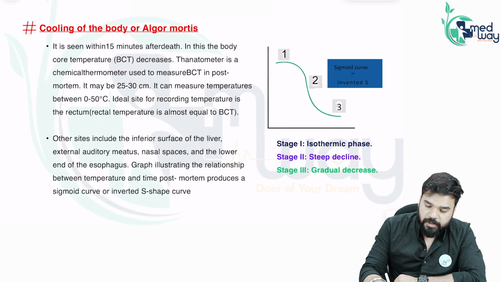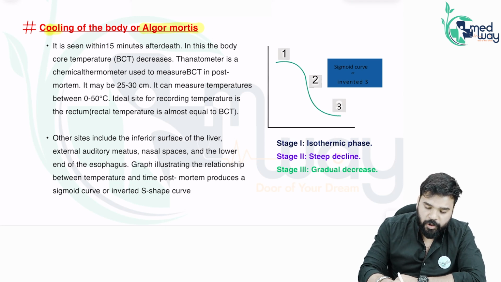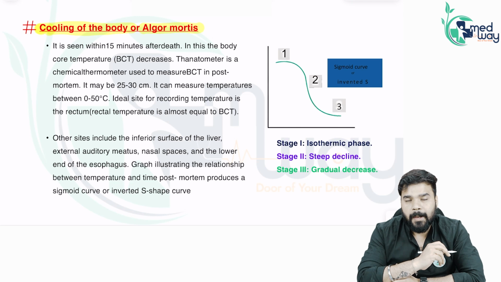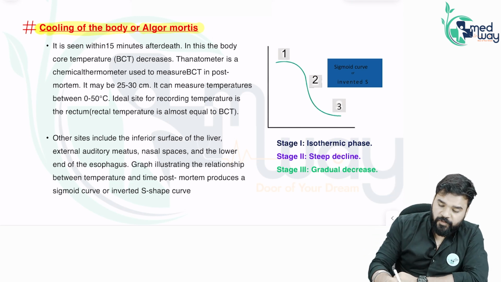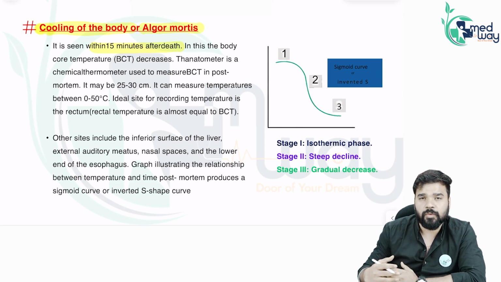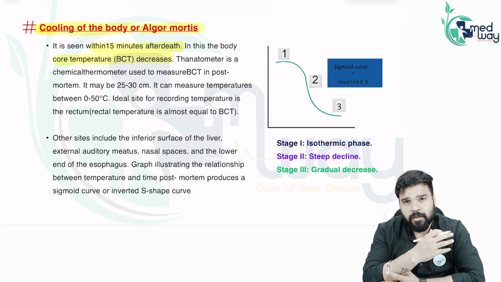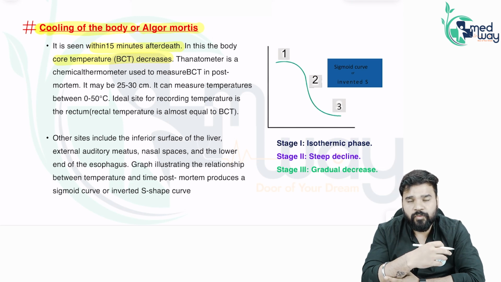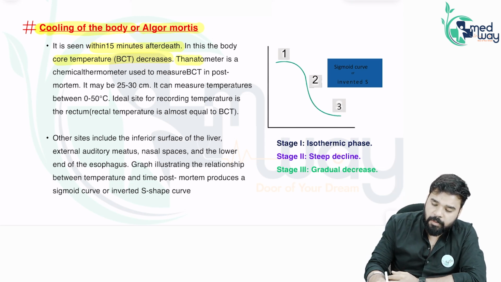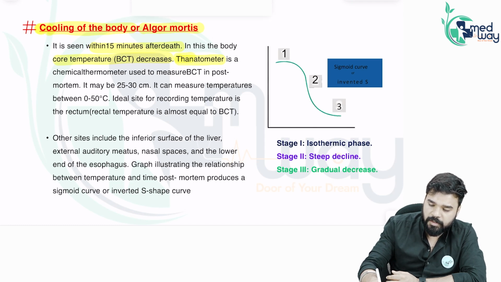what is algor mortis? Algor mortis is cooling of the body. Okay, algor mortis will be seen within 15 minutes after death. After 15 minutes of death, the body will start to cool off. Now BCT will decrease. Body's core temperature will decrease. But how will you measure body's core temperature? You will use a thermometer known as thanatometer. Okay, thanatometer. It is a question, guys, and remember this.